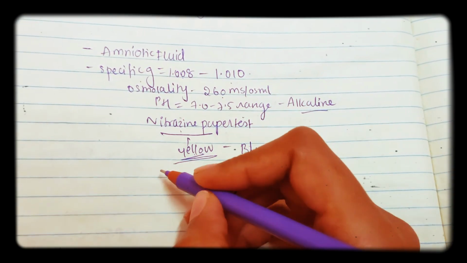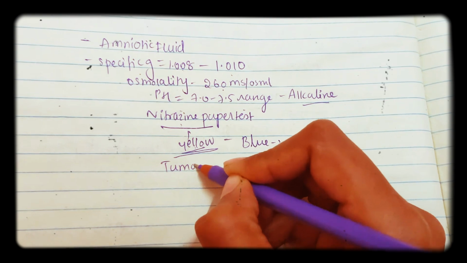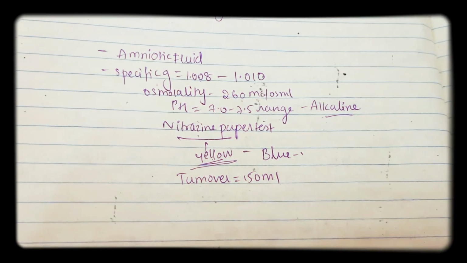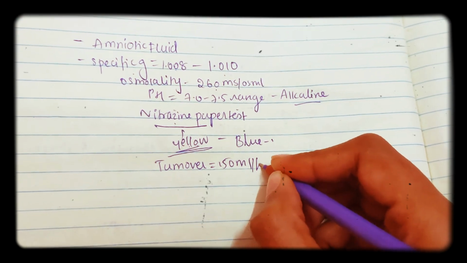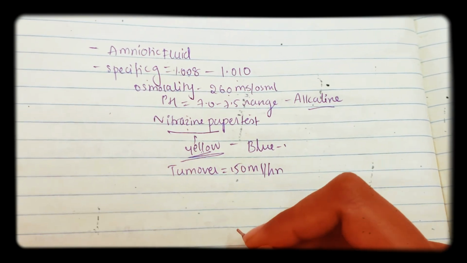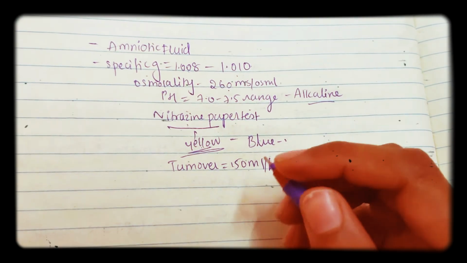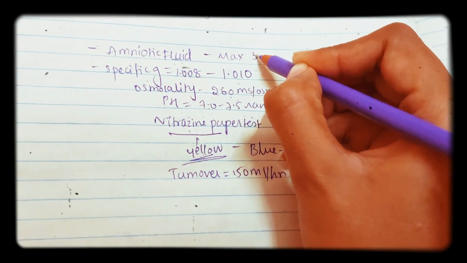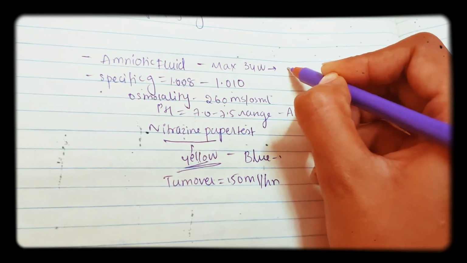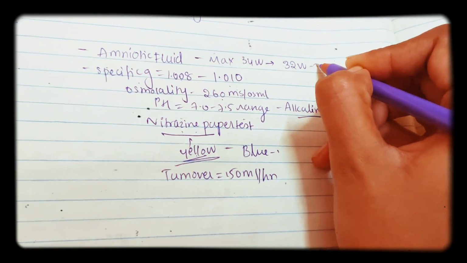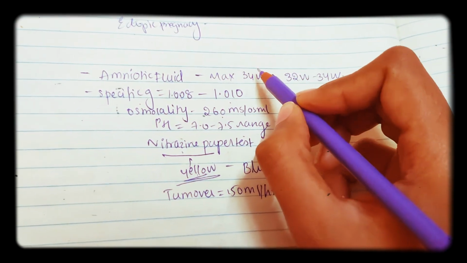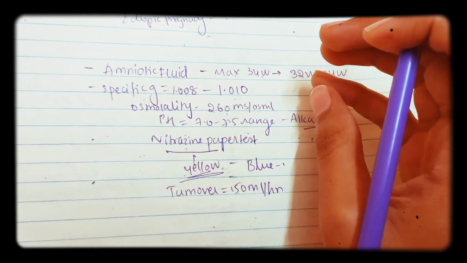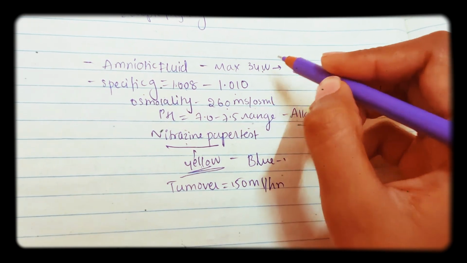Now coming to the rate of turnover. Turnover of amniotic fluid is 150 milliliters per hour. Now coming to the volume of amniotic fluid. The amniotic fluid is maximum at 34 weeks. The range is about 32 weeks to 34 weeks. So it is maximum at 34 weeks, but later on the volume will decrease.